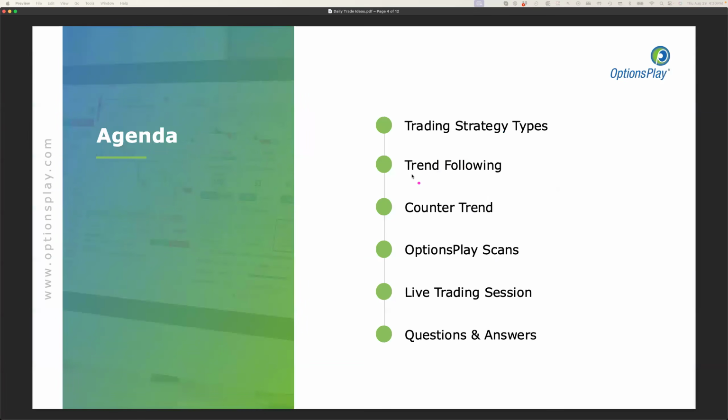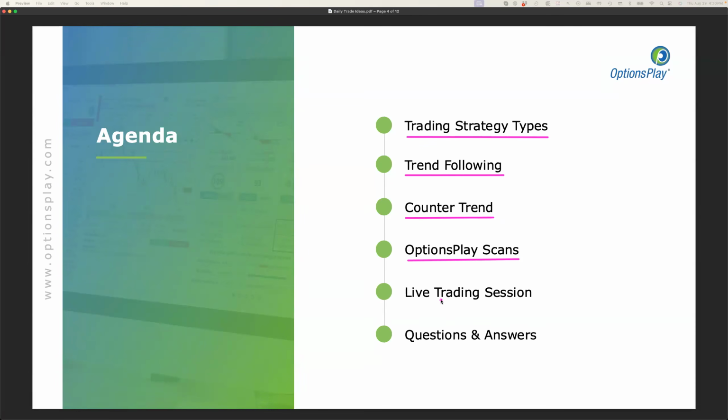Now, what we're going to talk about first is trading strategy types, to help you understand what the different types of trading strategies are that you can find using the OptionsPlay platform. We're going to cover trend following ideas, and then we're going to look at counter trend ideas. We'll look at the difference between the two, what type of setups we're typically looking for within each of these types of scans. And I want to show you where you can find them within the OptionsPlay platform.